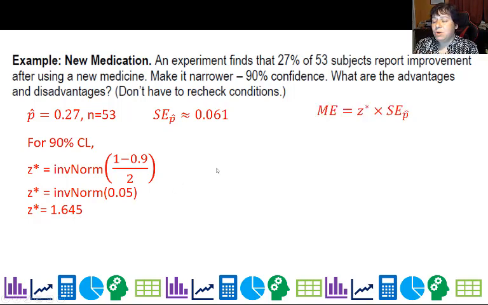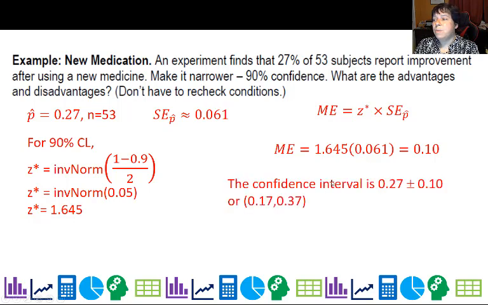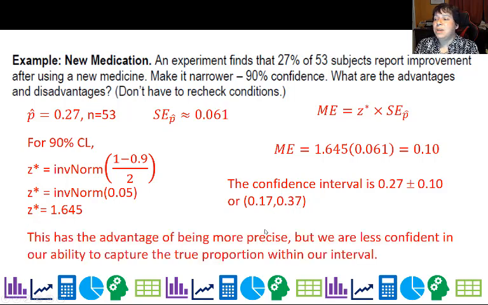Then we calculate the margin of error just like we did. So instead of 1.96 here, I have 1.645 times my standard error from before, and I get 0.10. Now I have 17 to 37%. So yeah, I tightened it up a little bit, but honestly, I don't know if I tightened it up that much with a 90% confidence interval. I did, it's a little more precise, but we're also less confident in our ability to capture the true proportion.